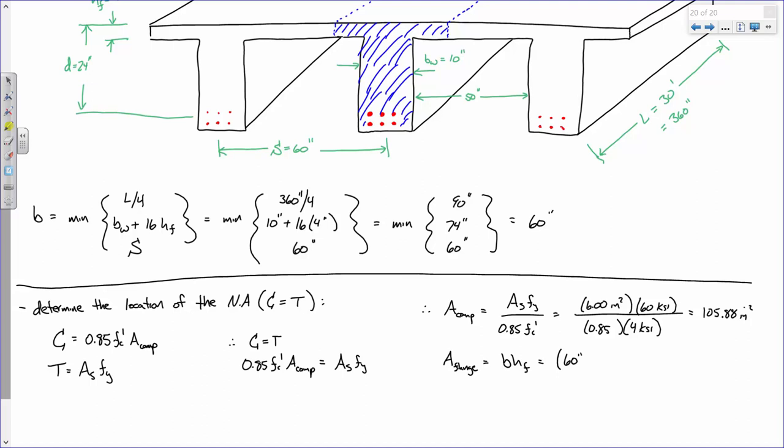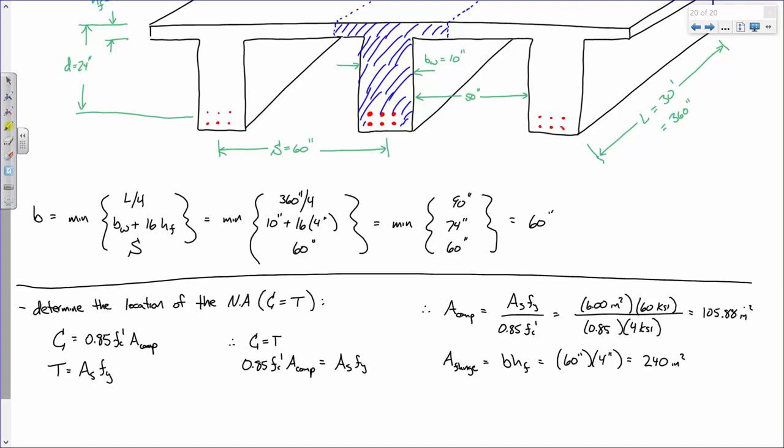B was 60 inches, H is... 240 square inches. Hmm. Now I want you to look at these numbers and somebody tell me what's going on here. They're not equal. They are not equal. This is a true statement. Now, I thought if they were equal, would that make it a case one? No. Can somebody else comment on that?